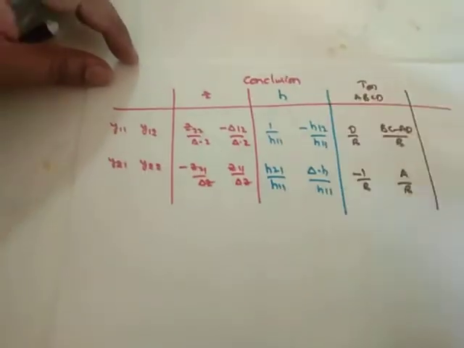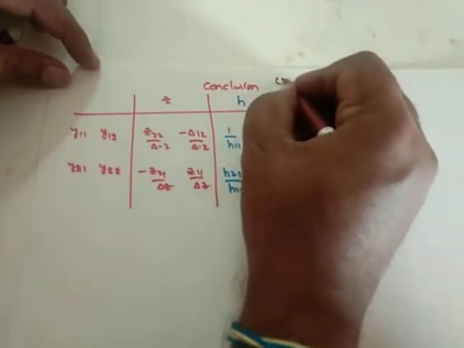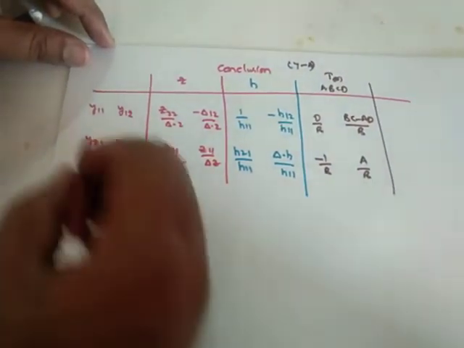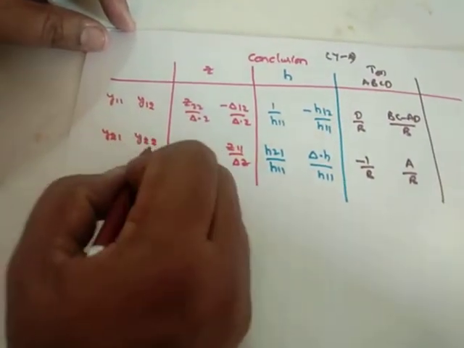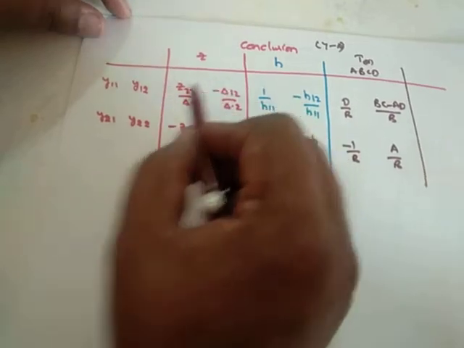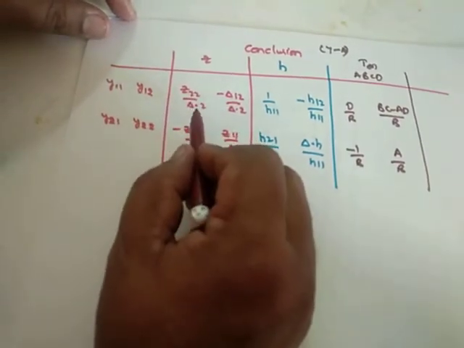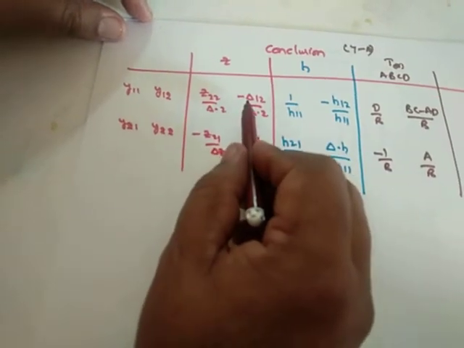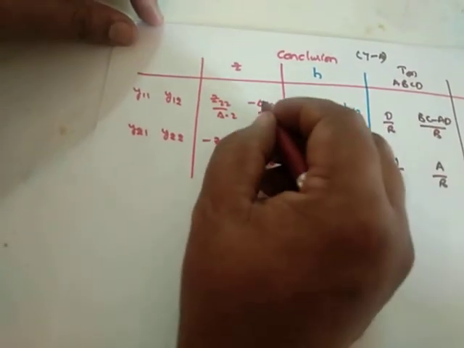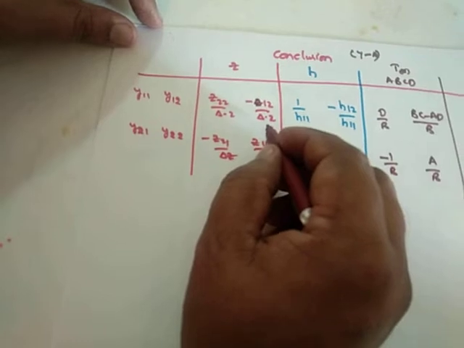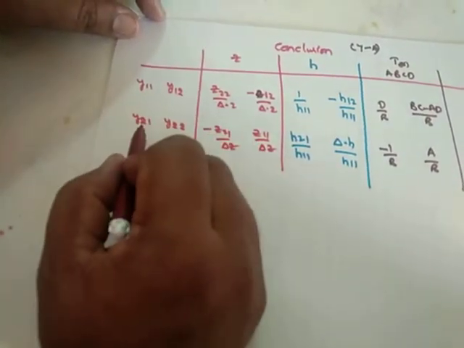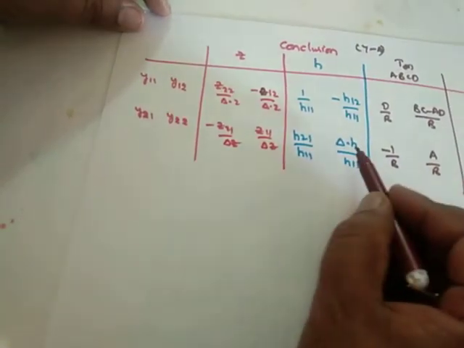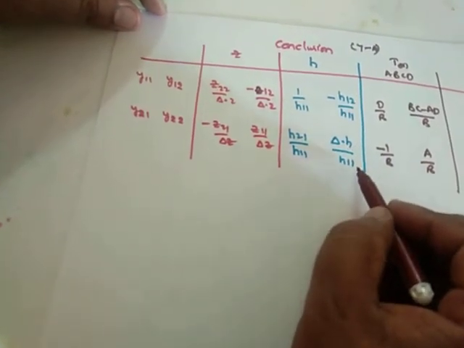The final conclusion: Y parameters converted into all other parameters. Here the Y matrix is Y11, Y12, Y21, Y22. In terms of Z, Y11 is equal to Z22 by determinant of Z matrix. Similarly, Y12 is equal to minus Z12 by determinant of Z matrix. Similarly, Y21 in terms of the H matrix is minus H21 by H11, and Y22 is equal to determinant of H matrix by H11.